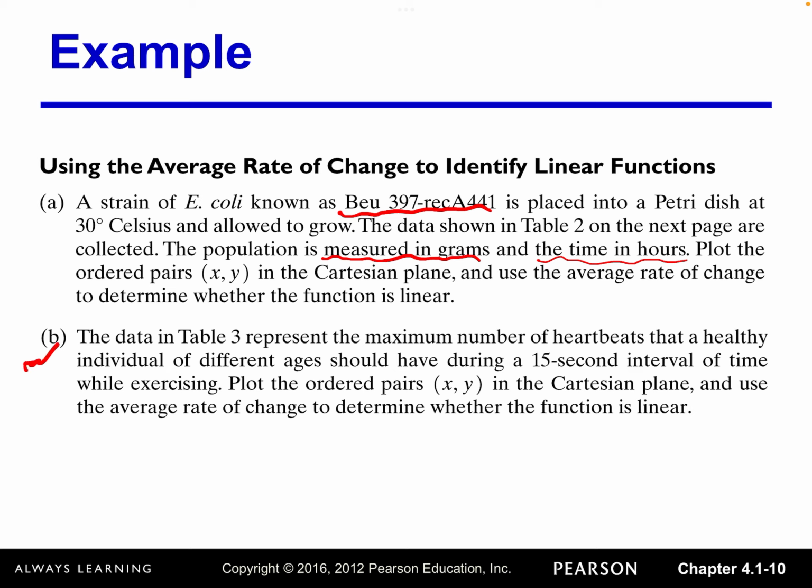All right, now let's look at B. The data in Table 3 represent the maximum number of heartbeats that a healthy individual of different ages should have during a 15-second interval of time while exercising. Plot the ordered pairs x, y, and use the average rate of change to determine whether the function is linear.